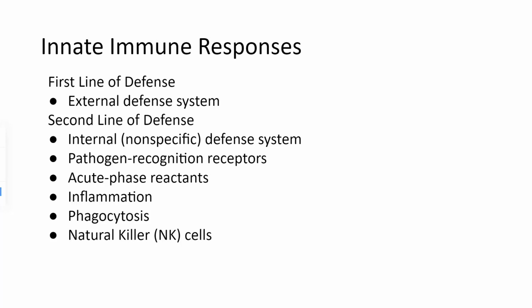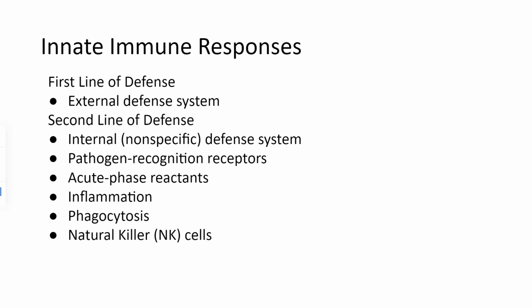So now switching gears to talk a bit more about innate immune responses. So we've got the first and second lines of defense. The first line of defense is our external defense system. The second line of defense is our internal or nonspecific defense system. It includes pathogen recognition receptors, acute phase reactants, inflammation, phagocytosis, and natural killer cells.